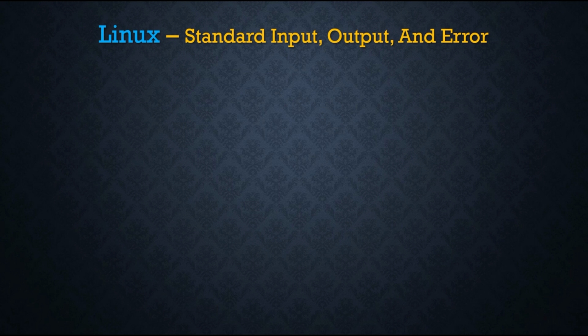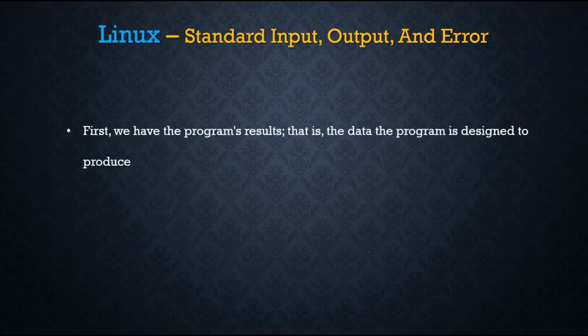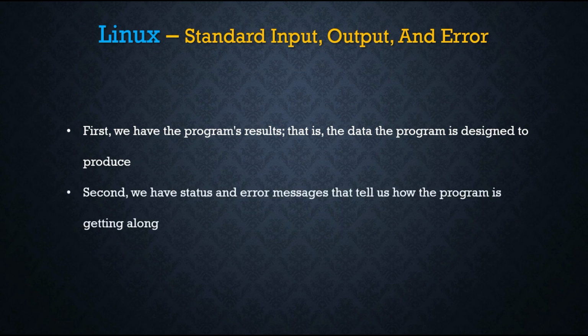Let us now talk about standard input and output and errors. Many of the programs that we have used so far produced output of some kind. This output often consists of two types. First, we have the program's results, that is the data the program is designed to produce. And the second, we have status and error messages that tell us how the program is getting along.